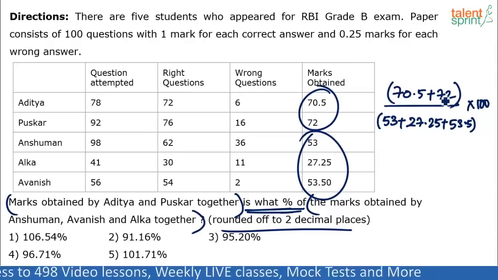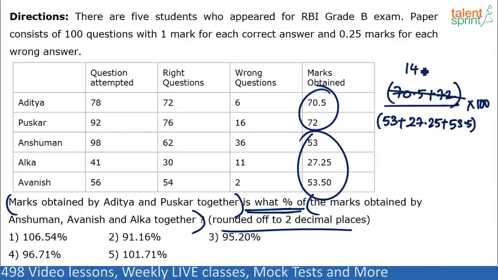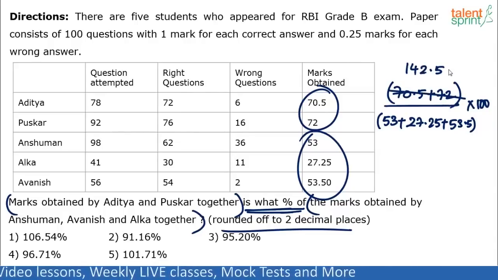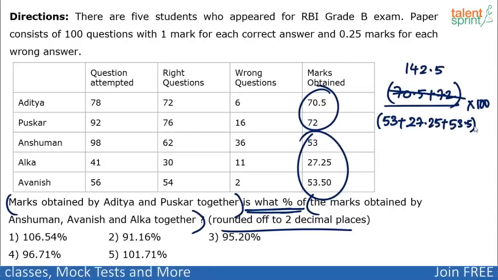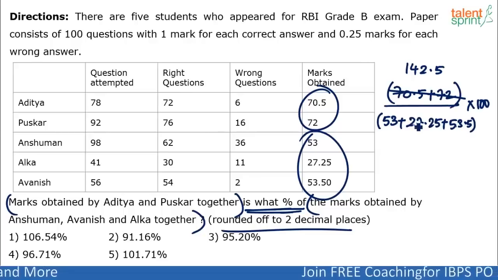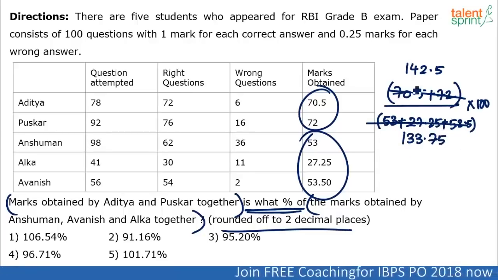So 70.5 and 72 is 142.5, right? And what's the denominator here? See, 53 plus 27 will be 80. 80 and 53 is 133, and then in decimals we have 0.5 and 0.25. So 0.75. 133.75. Or 53 and 53 is 106. 106 and 27 is 133. 133 and 0.75 is 133.75. So basically 142.5 divided by 133.75 into 100.